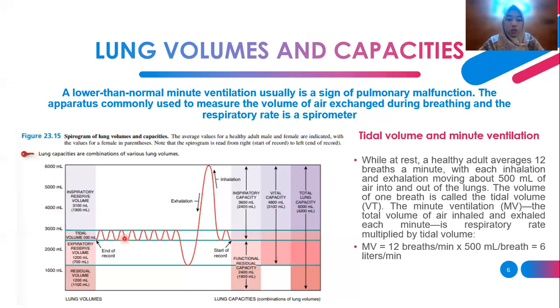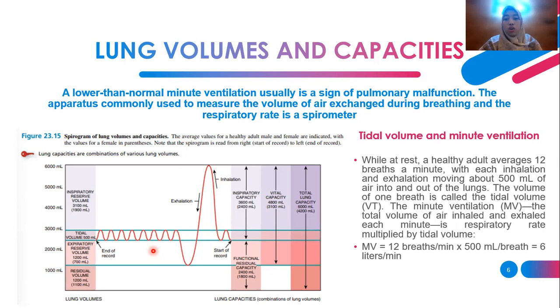Okay, as you can see in the picture, we have a spirogram which has tidal volume, expiratory reserve volume, and residual volume. So, tidal volume and minute ventilation. While at rest, a healthy adult averages 12 breaths a minute, with each inhalation and exhalation moving about 500 milliliters of air into and out of the lungs. The volume of one breath is called the tidal volume, or VT.